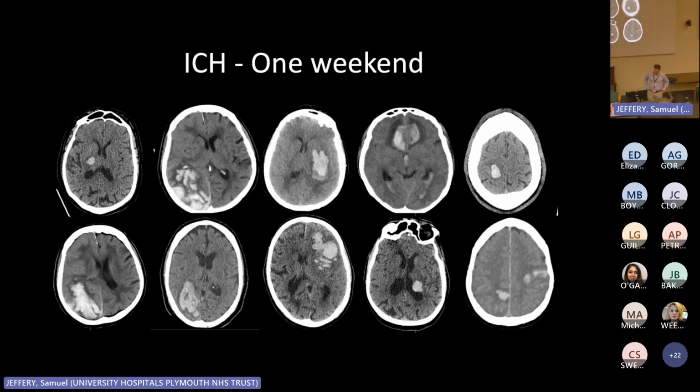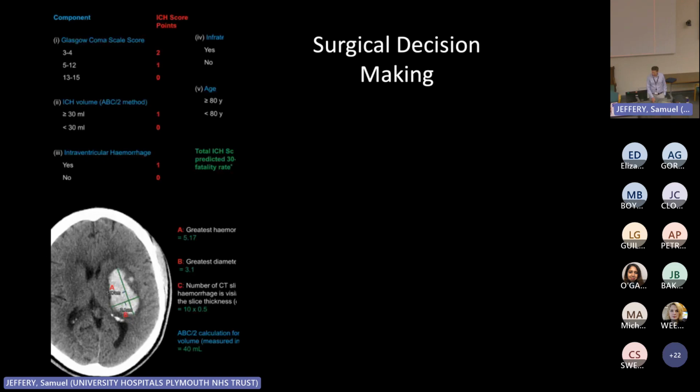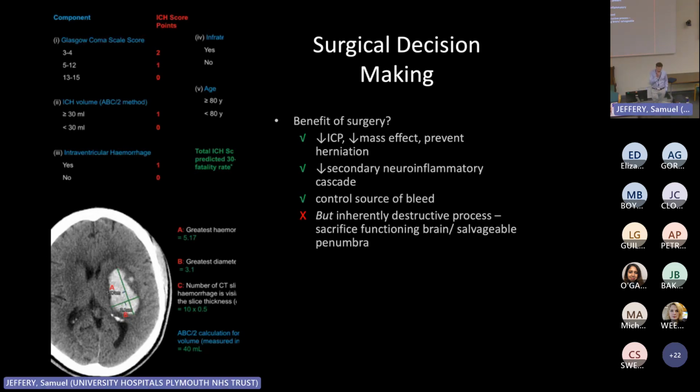So this is just an example of one weekend of referrals for intracerebral hemorrhage. And I think out of these 10, maybe one got operated on. So what's the decision making behind when we operate on ICH? First you need to consider what the benefit of surgery is. We can reduce the ICP, we can reduce the mass effect, we can prevent other problems like brain herniation. We could perhaps reduce the effects of the secondary neuroinflammatory cascade, try and control any source of bleeding and prevent further hemorrhage.